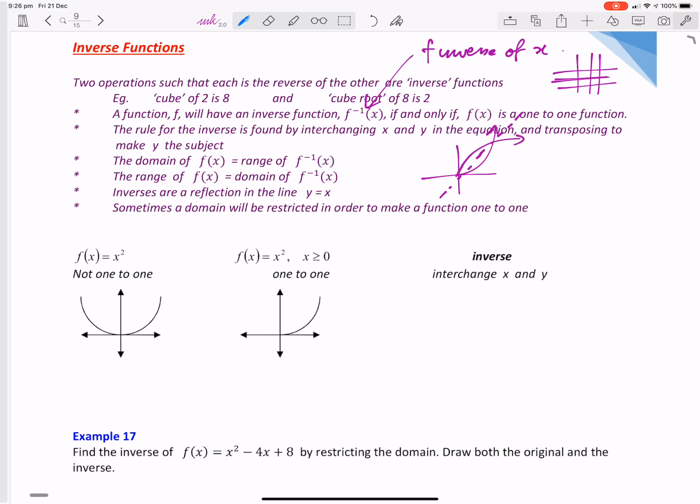Sometimes a domain will be restricted, so you need to restrict a domain to make it one-to-one. So here, if we've got x squared, it's a function, but it's not one-to-one because it passes through twice. However, if I restrict the domain to be greater than or equal to 0, it's now a one-to-one function. Sometimes you have to restrict a function to be one-to-one. I could have also taken the left-hand side of that graph. I didn't have to take the right-hand side, but in this case, we just took the right-hand side.